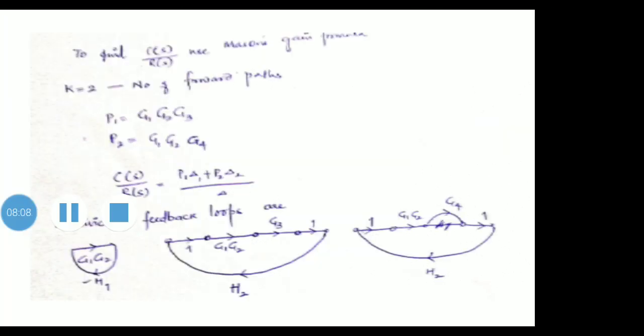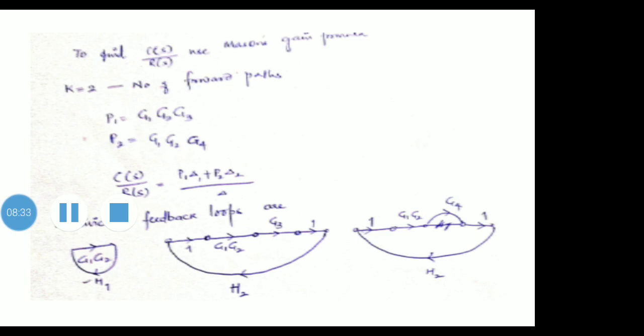To find C of S by R of S, we use Mason's gain formula. How many forward paths are there? There are two forward paths. K is equal to 2 because of two forward paths. So we'll write those two forward paths. You can see the figure. P1 is equal to G1 G2 G3. P2 is equal to G1 G2 G4.